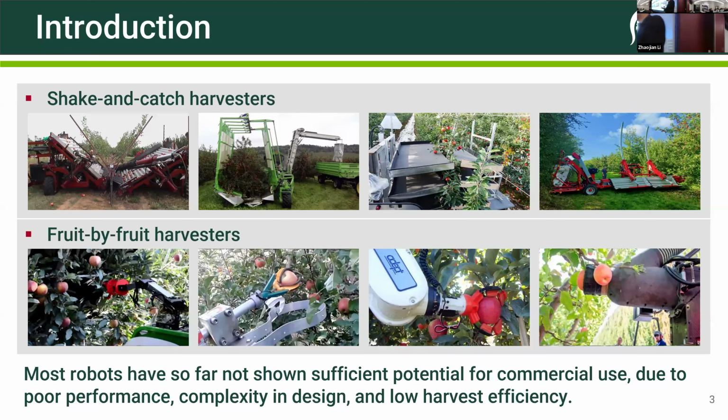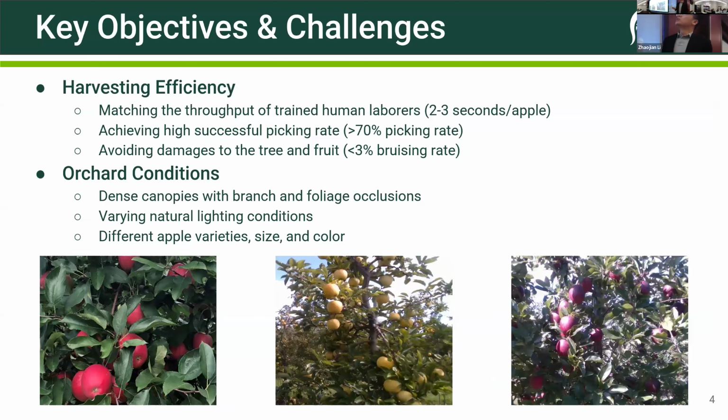Over the past 2 decades, there has been a lot of work on this fruit by fruit harvester. However, due to various reasons, first of all the technical challenges, but also some traps the research typically falls into, making the system too complicated, too costly, and not designed for real orchard conditions. As a result, so far there's still no commercial robotic system to harvest apples. So let me talk about the key objectives and challenges for a fruit by fruit apple picking system.